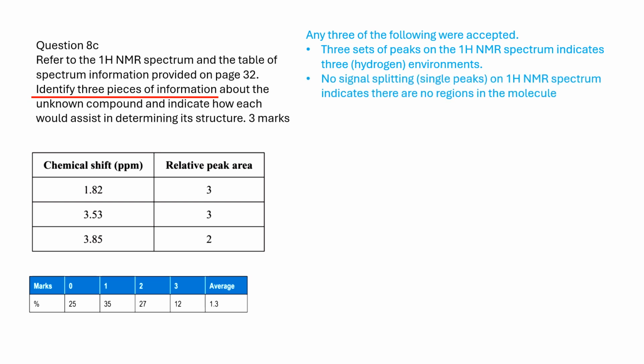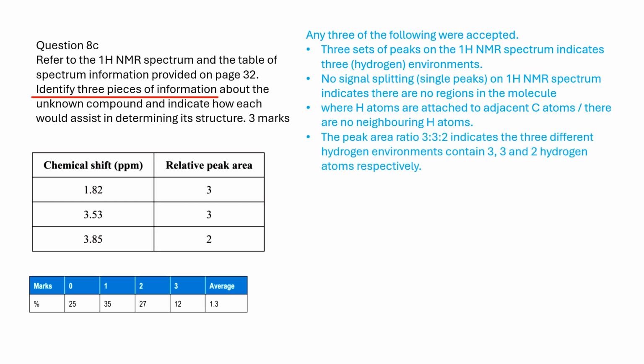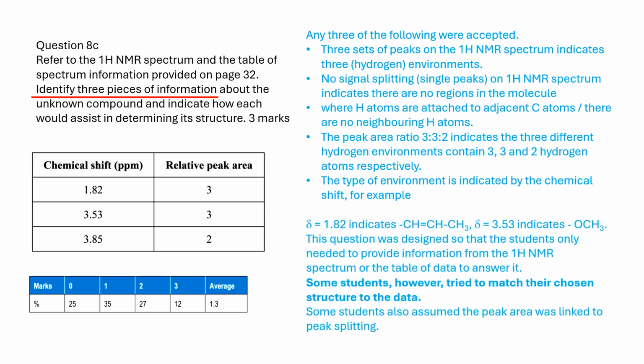No signal splitting, single peaks, on the 1H NMR spectrum indicates there are no regions in the molecule where H atoms are attached to adjacent C atoms, there are no neighboring H atoms. The peak area ratio 3:3:2 indicates 3 different hydrogen environments containing 3, 3, and 2 hydrogen atoms respectively. The type of environment is indicated by the chemical shift, for example.